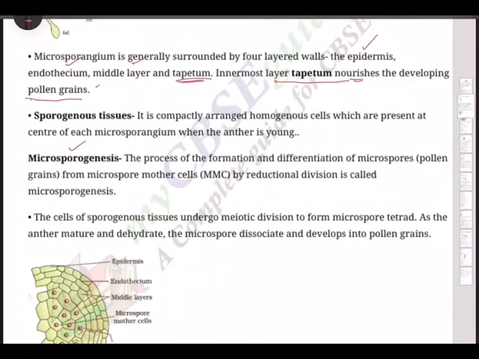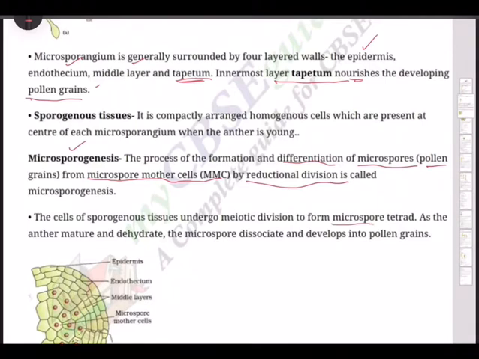And microsporogenesis, this is also again a 1 mark question: the process of formation and differentiation of microspores. Microspores, common name pollen grains, from MMC, microspore mother cell, by meiosis. It's called microsporogenesis, so formation of microspores. From where? From microspore mother cells.